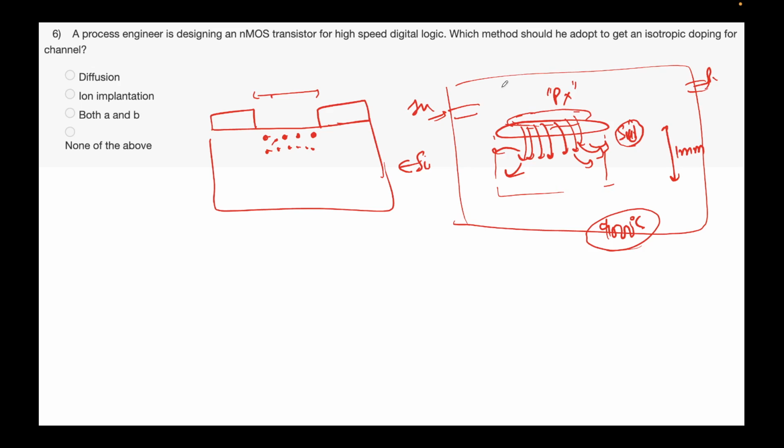You don't want phosphorus to be in these regions. You want to protect it for whatever reasons. For instance, remember source and drain, we only had n plus in source and drain, not in gate, right? How do you do that? You make some masks. Okay, so let's say it has now become mildly n type because we are doping phosphorus.